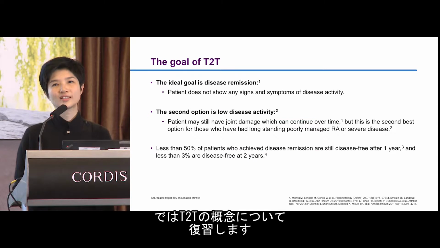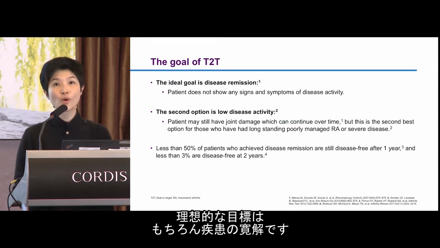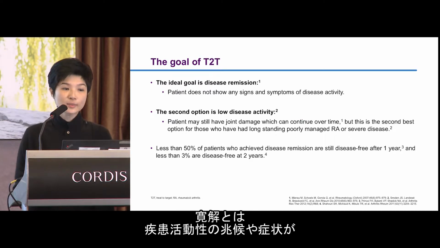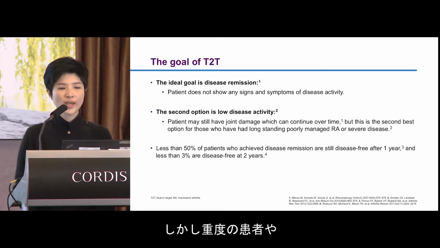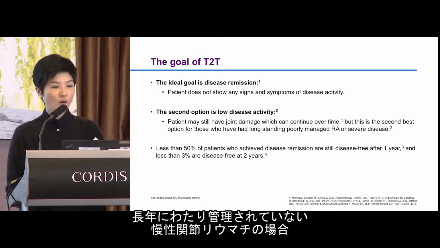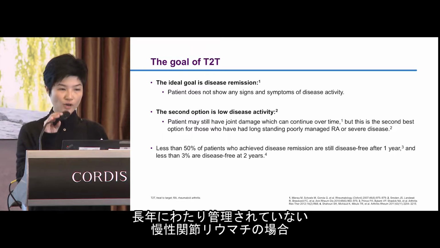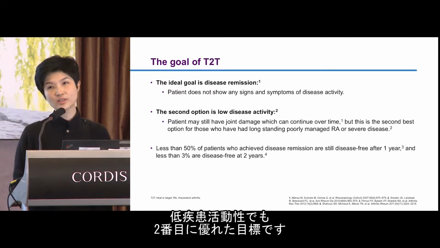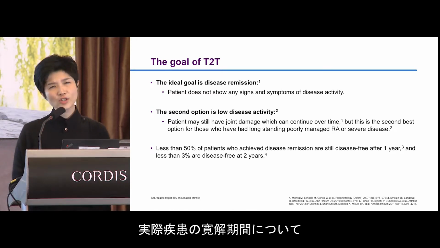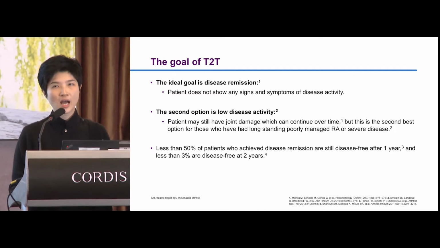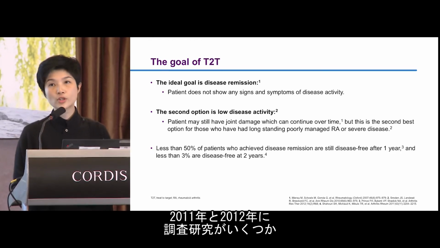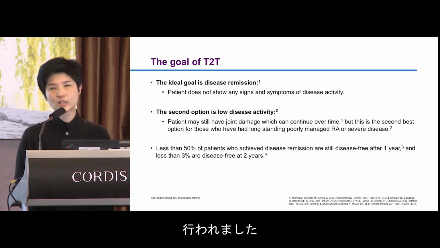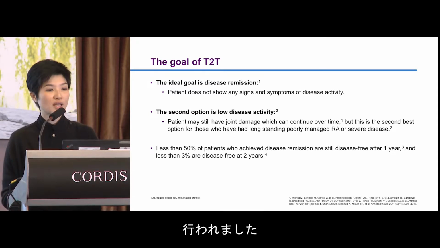So we come to the concept of treat to target again. So the ideal goal is, of course, disease remission. That means the patient does not show any sign or symptom of disease activity. But for patients with severe disease or long-standing poorly managed rheumatoid arthritis, low disease activity is still the second best option. So actually there are some studies that describe the duration of disease remission in 2011 and 2012.